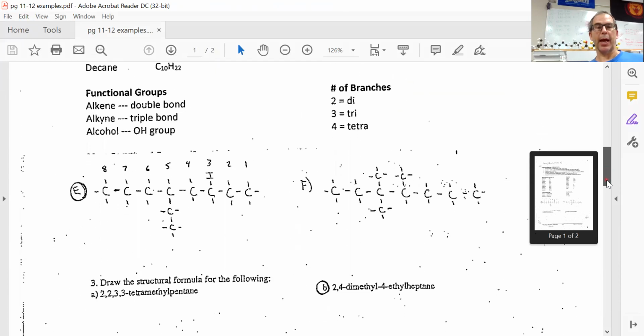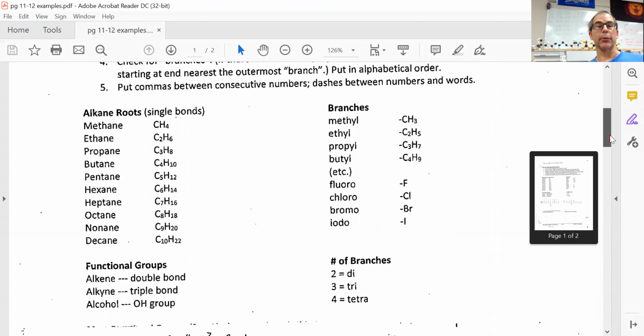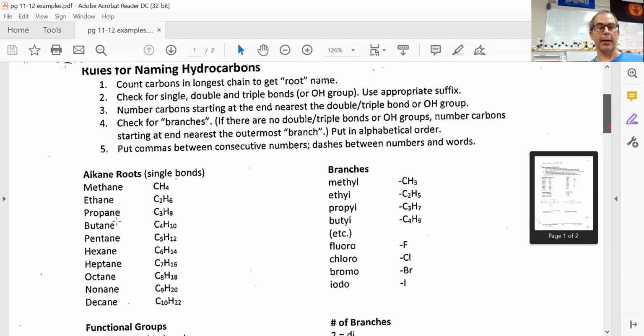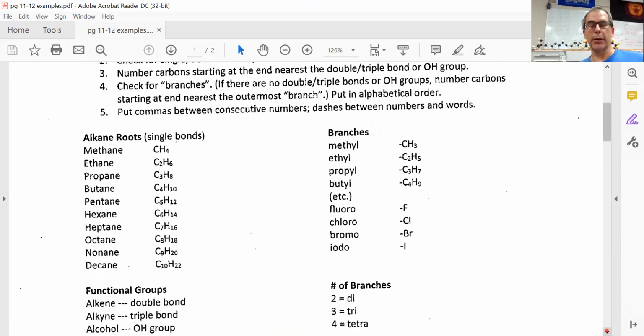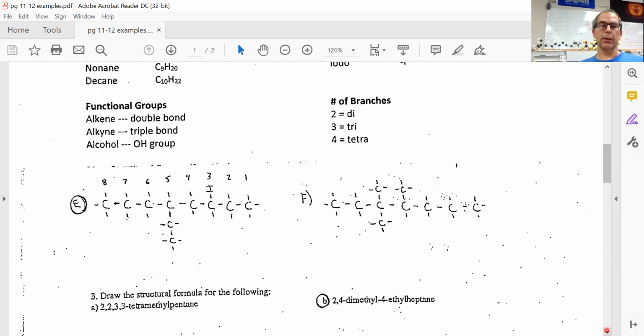So I believe the longest chain is 8 carbons in a row. And I'm looking at an 8 carbon chain as an oct. If there aren't any double or triple bonds, it's an ane. So we should have an octane for what we are drawing right here. Notice our longest chain is 8. Okay, so 8 is the longest chain. So I'm going to put the last name first. I'm going to call this an octane, and I might just write it like this right here.